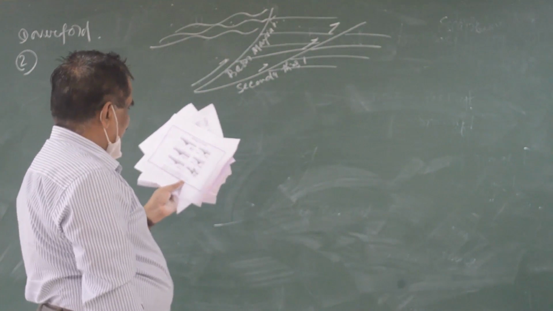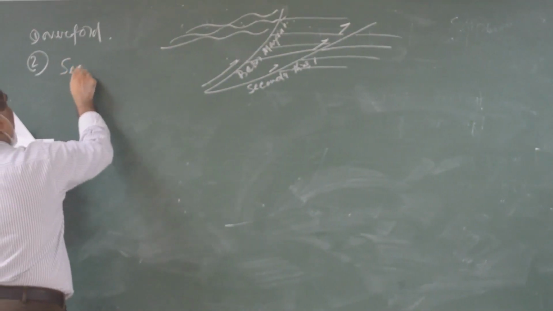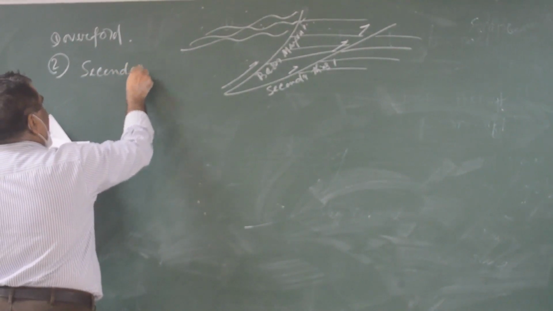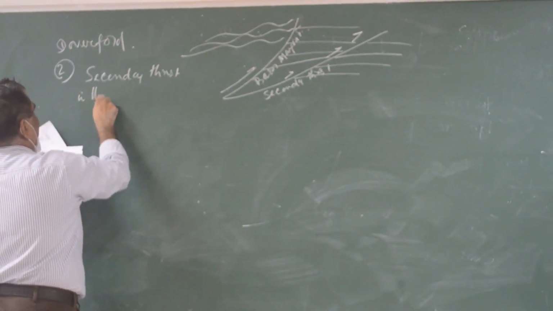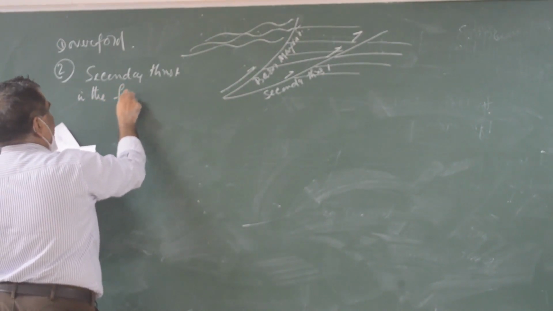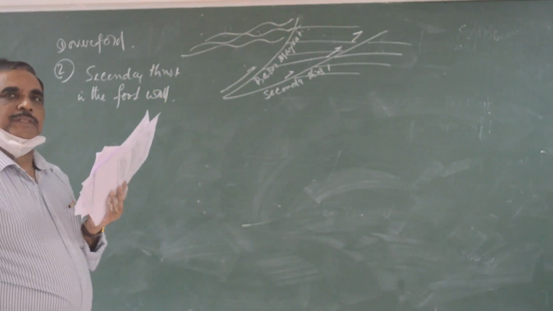So this is known as secondary thrust in the footwall. Another feature of the basin inversion.